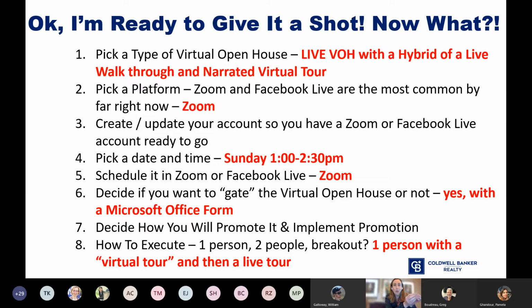You're ready to go. Now what? So we've mapped out 8 key steps as you're thinking through how to pull this off. What are the things that you need to make decisions on and customize to fit your business and how you want to execute this? So first is just pick the type of open house that you want to host. You can do that live virtual open house with a hybrid. You can do just the walkthrough. What platform do you want to use? Is it Zoom? Is it Facebook Live? Is it one of the other ones?